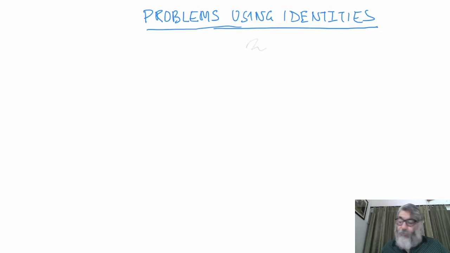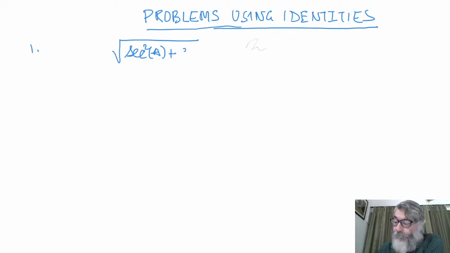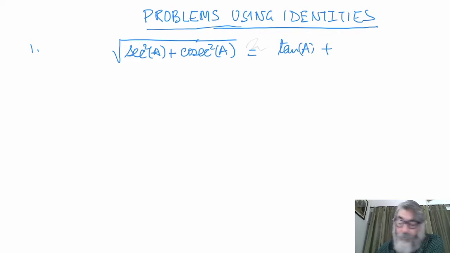Now, the first question is sec square A plus cosec square A is equal to tan A plus cot A, and it says A is in the first quadrant. When you say A is in the first quadrant, that means all ratios will be positive.